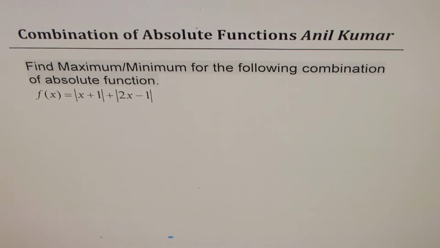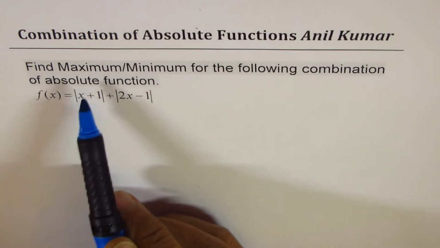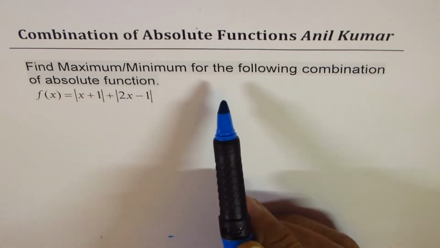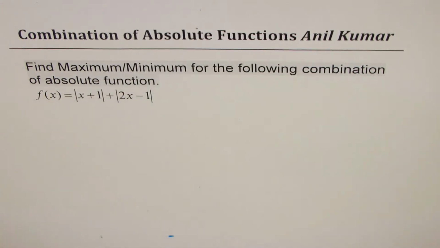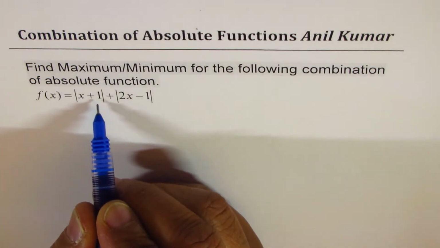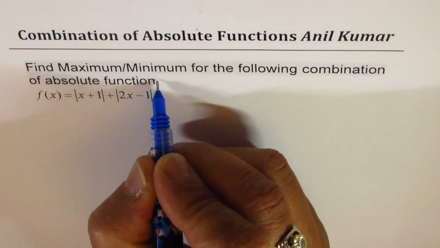It is based on a combination of two absolute functions. The question here is: find the maximum or minimum for the following combination of absolute functions. f(x) = |x + 1| + |2x - 1|.